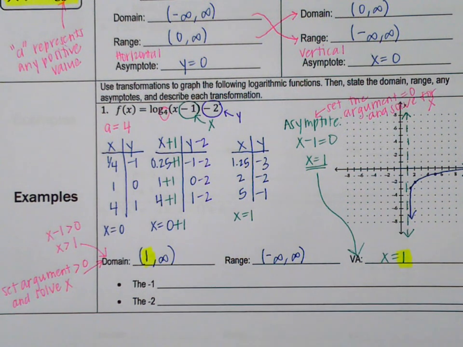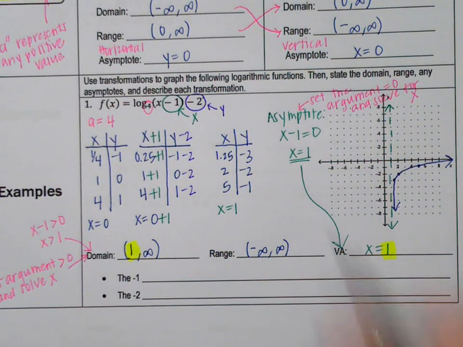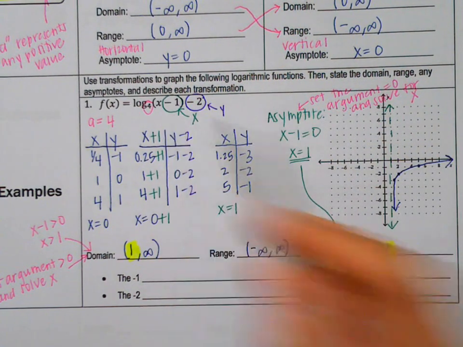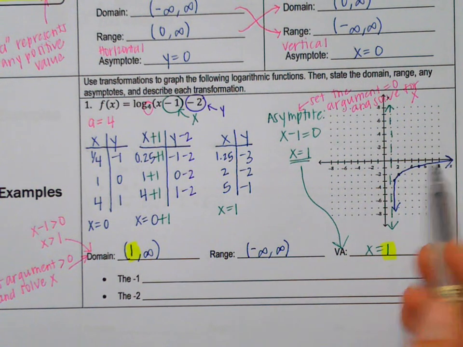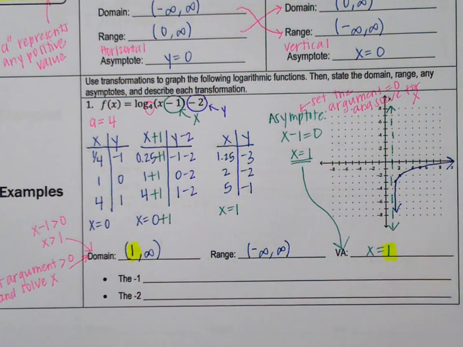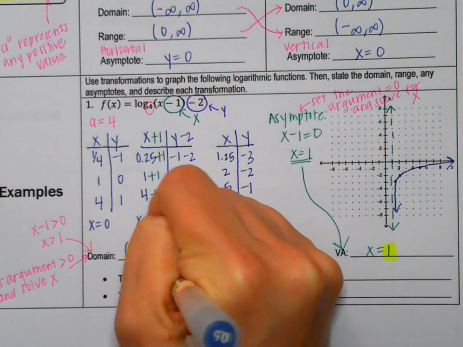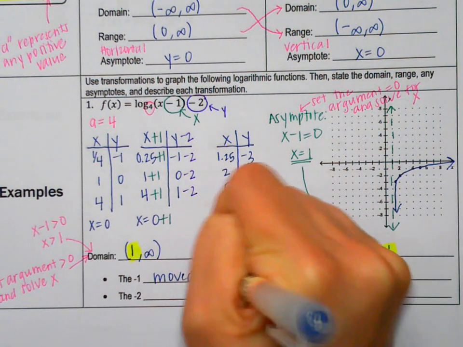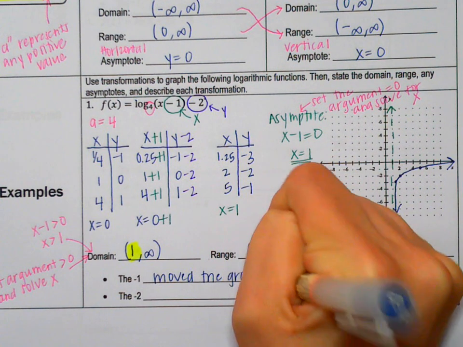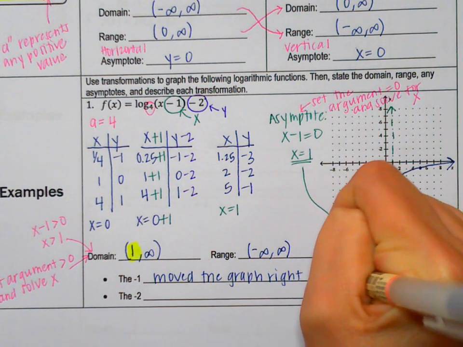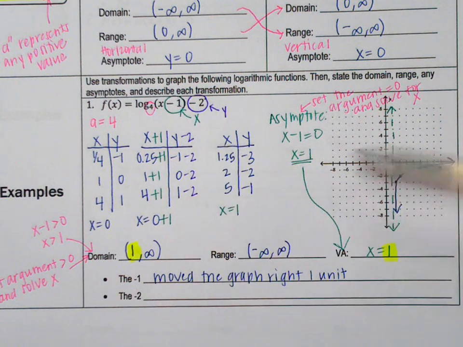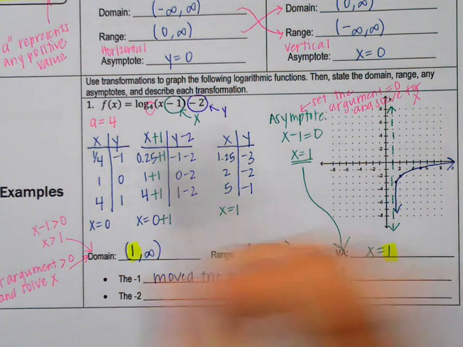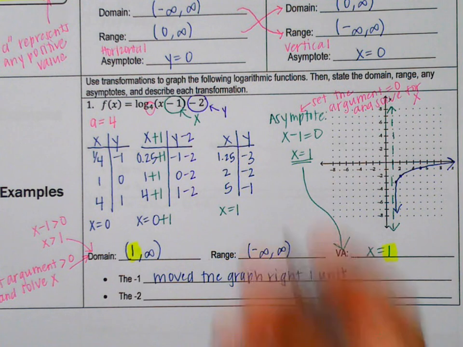Okay, so now that you've found your domain, your range, your vertical asymptote, we've graphed, we can talk about the transformations. The transformations are no different than what you've been doing already in the past. So the negative 1, remember when it's a change to the x, it's moving it left or right. So the negative 1 is moving the graph right 1 unit. And then the minus 2, because it's a change to y, it's moving it up or down. The minus 2 moved the graph down 2 units.